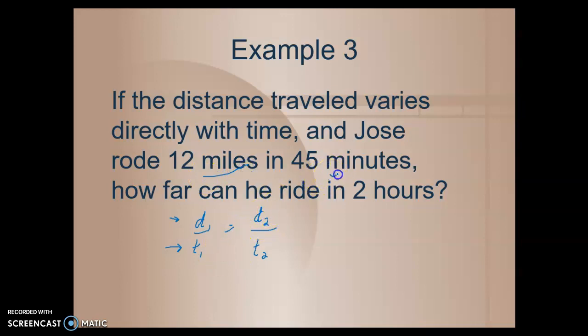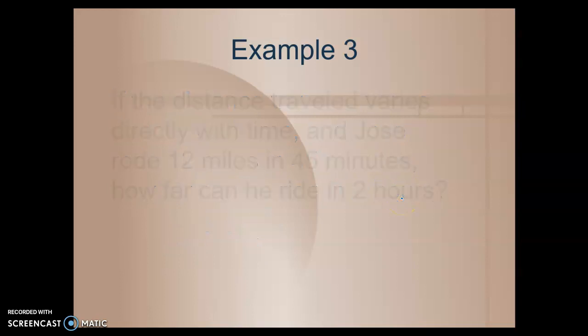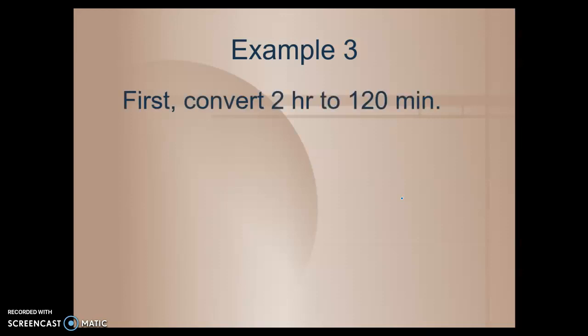But look at our time. In one piece of information, it gave it to us in minutes, and in the second one, it gave it to us in hours. We do need to make sure that these are the same before we start this problem. So let's go ahead and change our 2 hours to 120 minutes. Once we've got them set to the same unit of measure, we can set up our proportion.